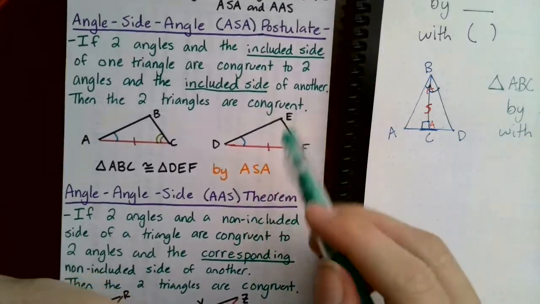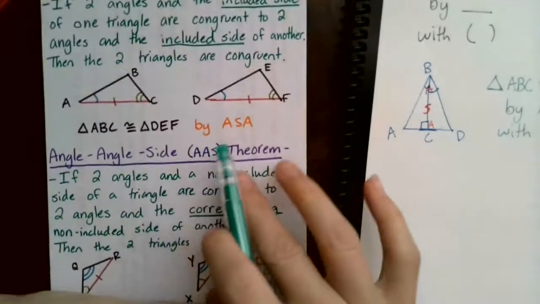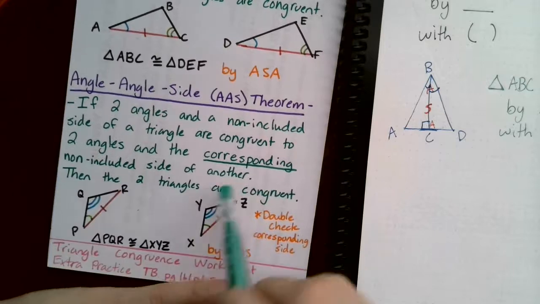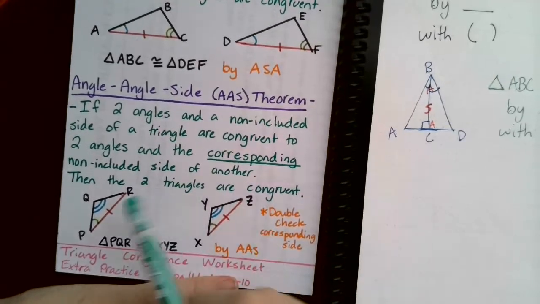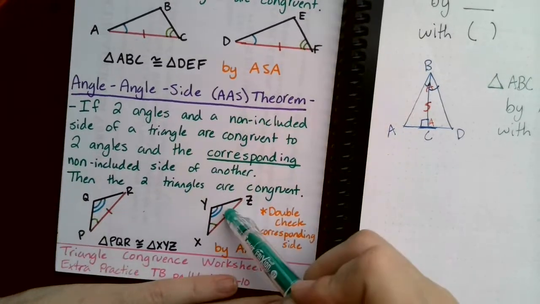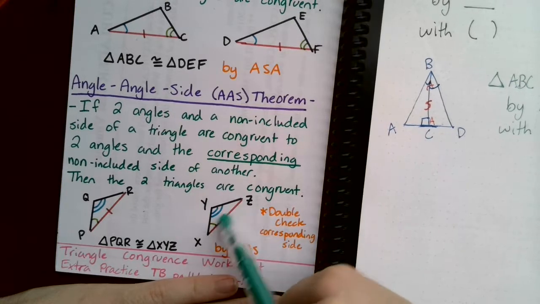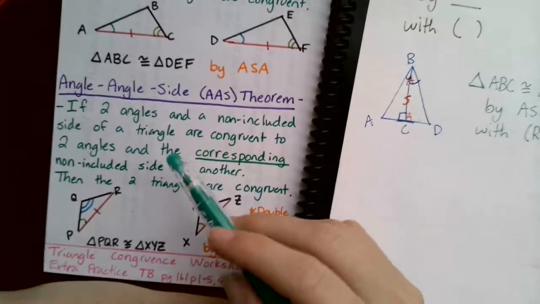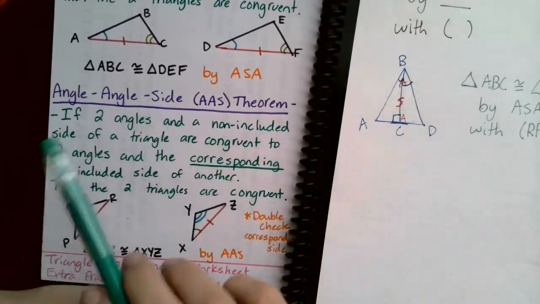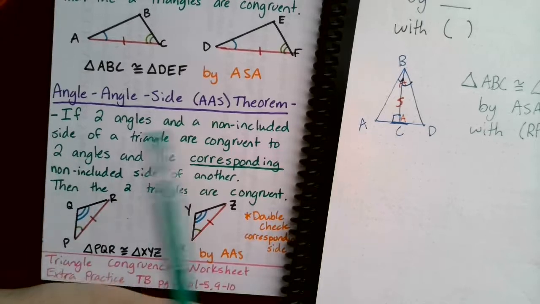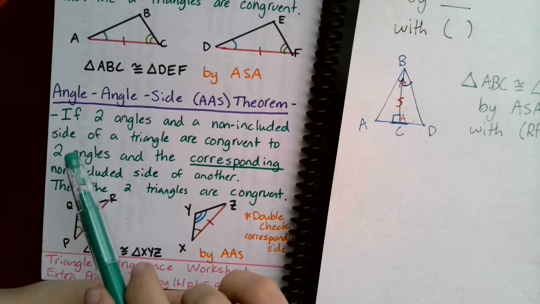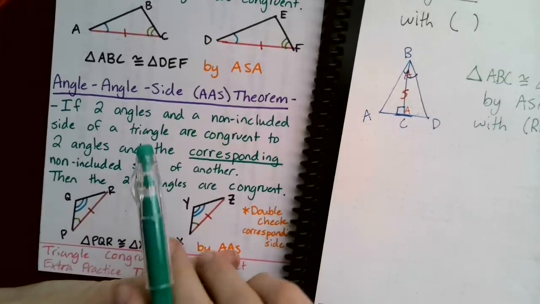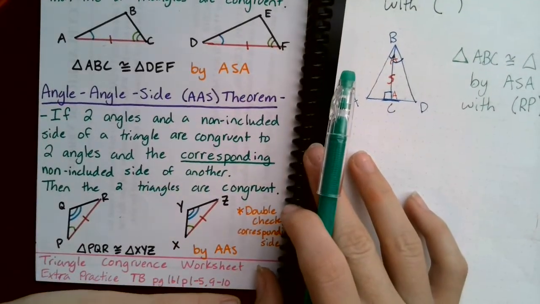We can use both of these whenever, but the reason why angle, angle, side is so important is because you have to double check this one, okay? For angle, angle, side, we have to double check that it's the correct side that's being congruent. I'm going to try to draw out a picture of something that is not angle, angle, side. So this one says if two angles and a non-included side of a triangle are congruent to two angles and the corresponding, which means the side that goes with it, of the other, then the two triangles are congruent.